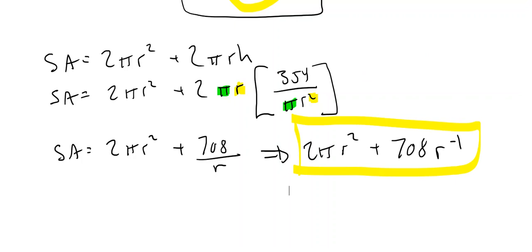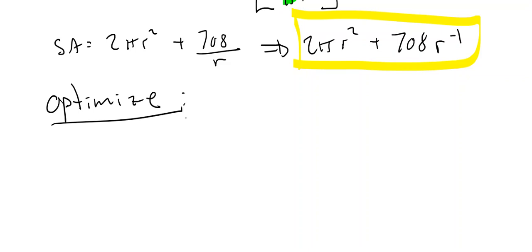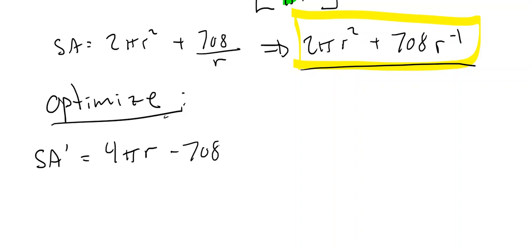The next step is to optimize. We now want to optimize. And so what does optimize mean? Optimize means we take the derivative. So we want to find the derivative of surface area, SA prime. And so the derivative of this would be 4 pi r, and the derivative of this would be negative 708 r to the negative 2. So that is the derivative.